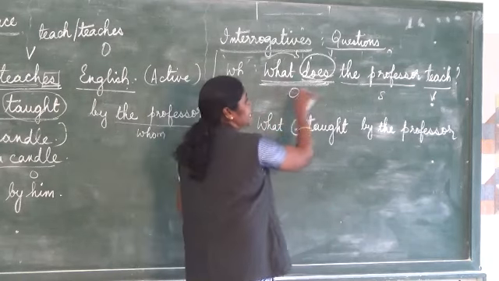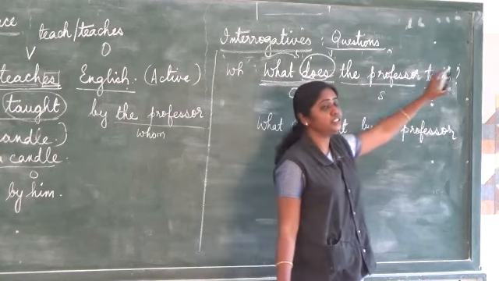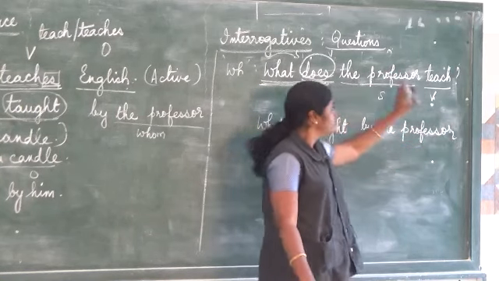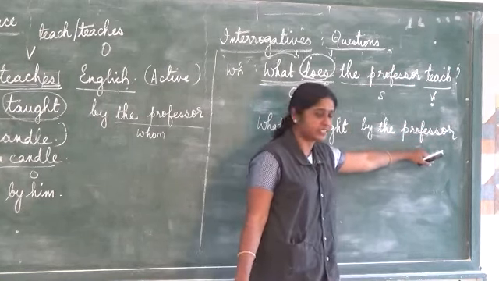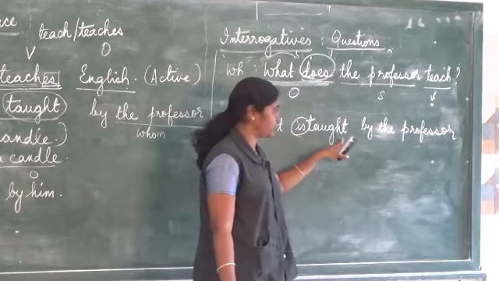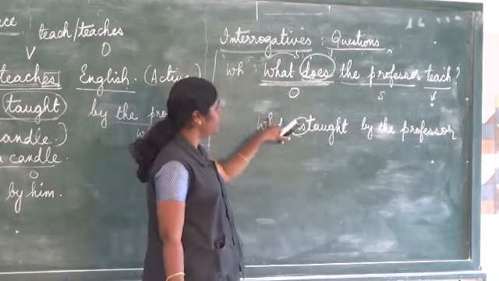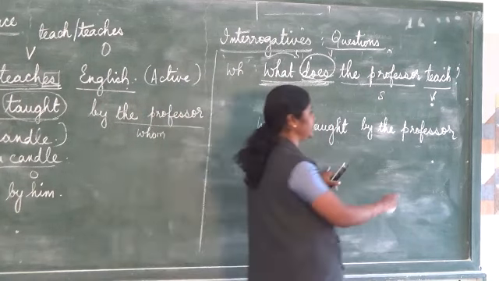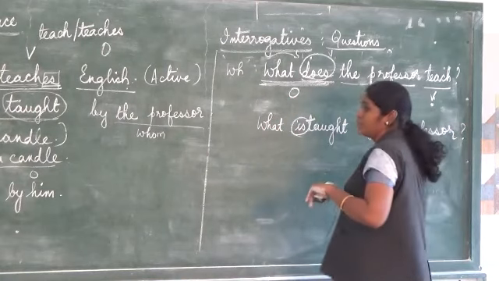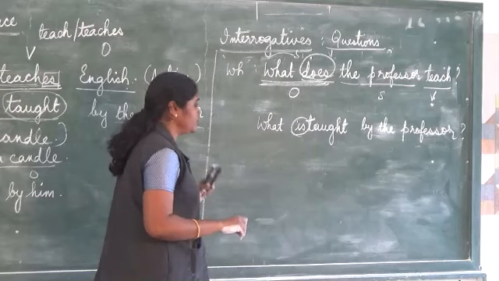So we take this as an object. The remaining thing when you pattern it, this is subject and this is verb. The subject you are taking to the last, and this verb you are passivizing as is, taught. Is it clear? Then this is remaining, so this you bring down as it is, and finally you have to put a question mark. Is it clear?